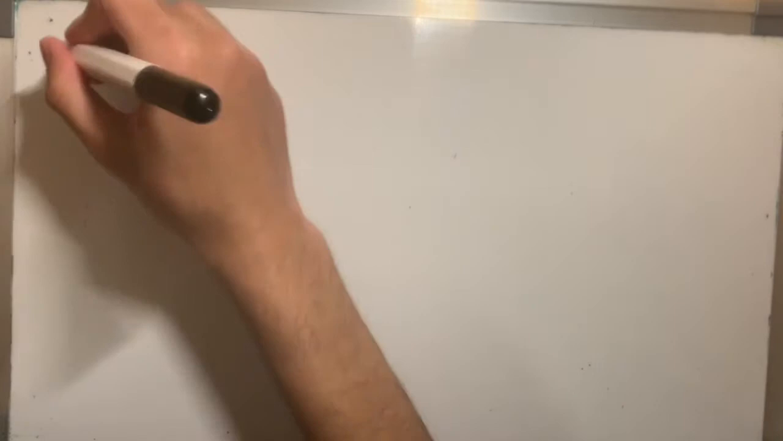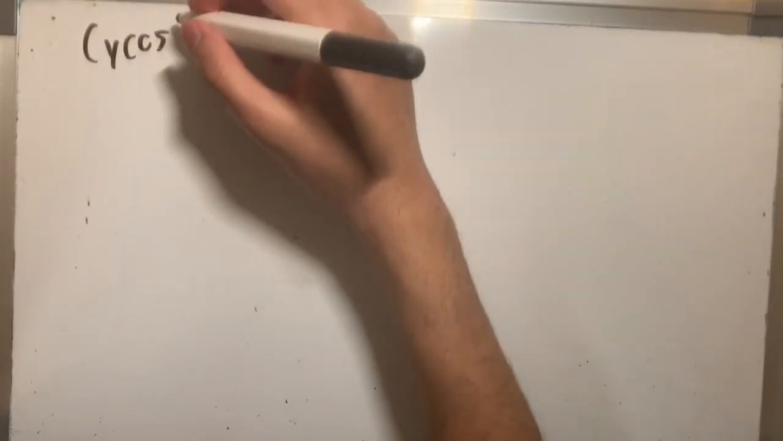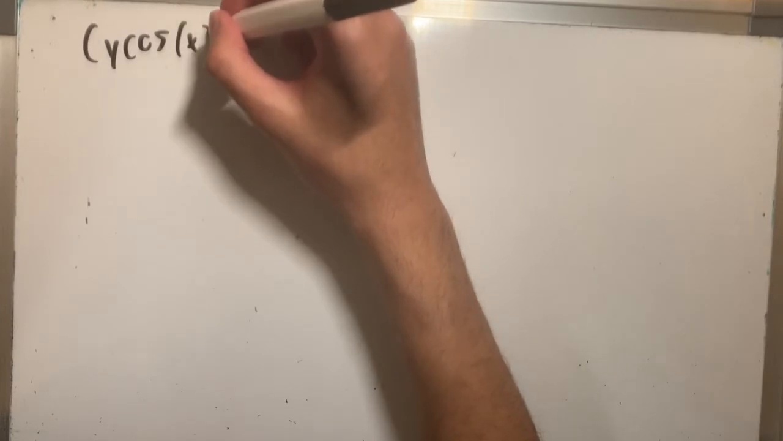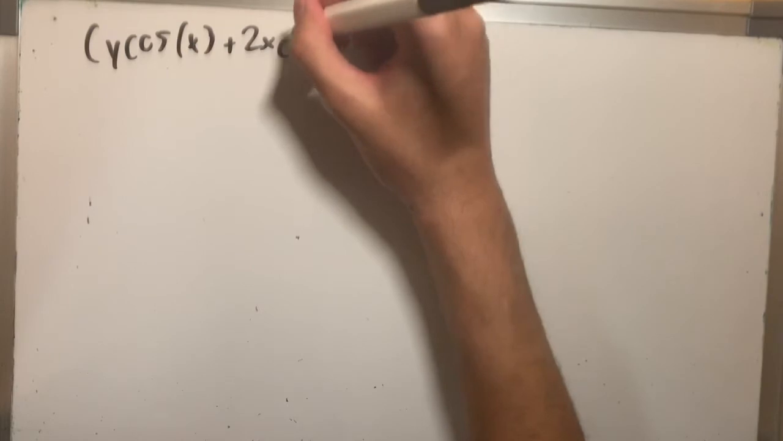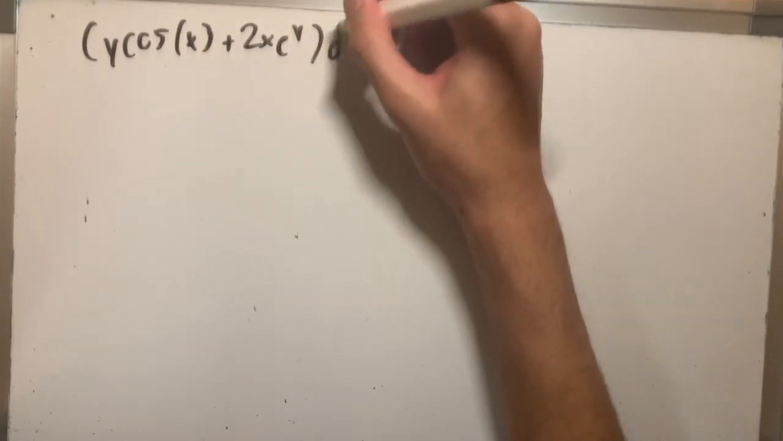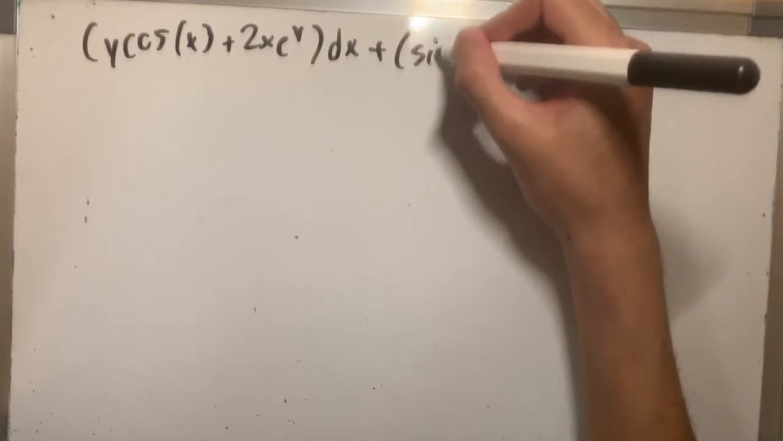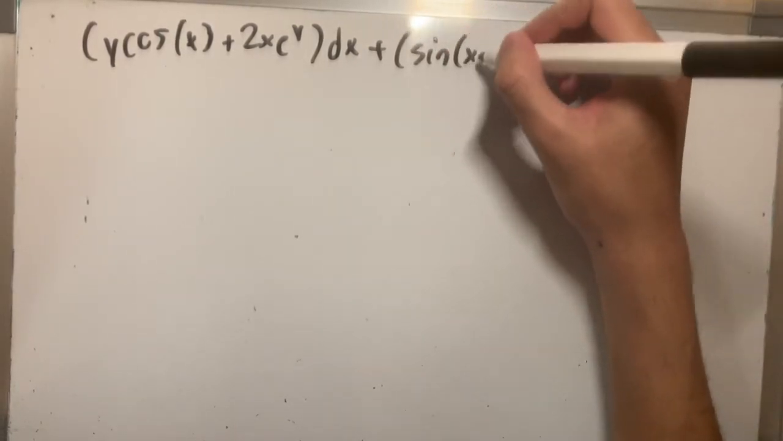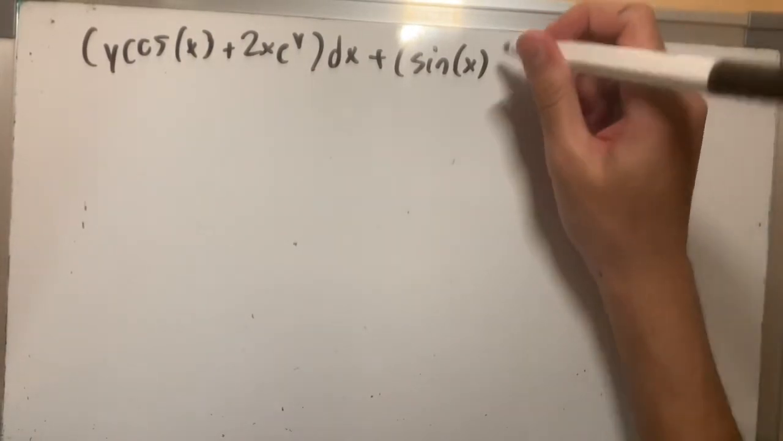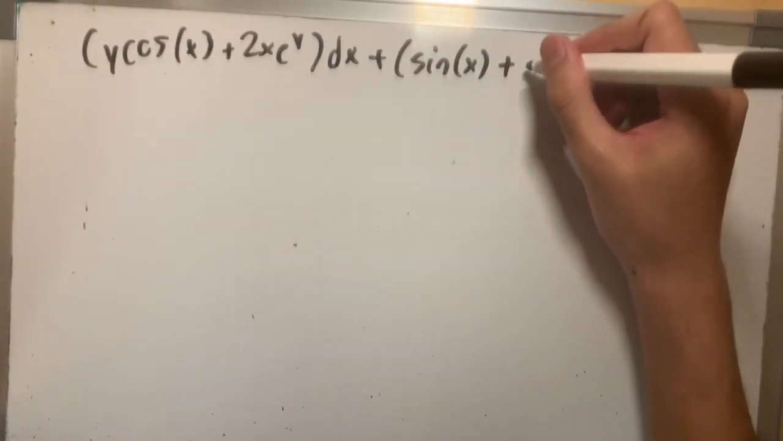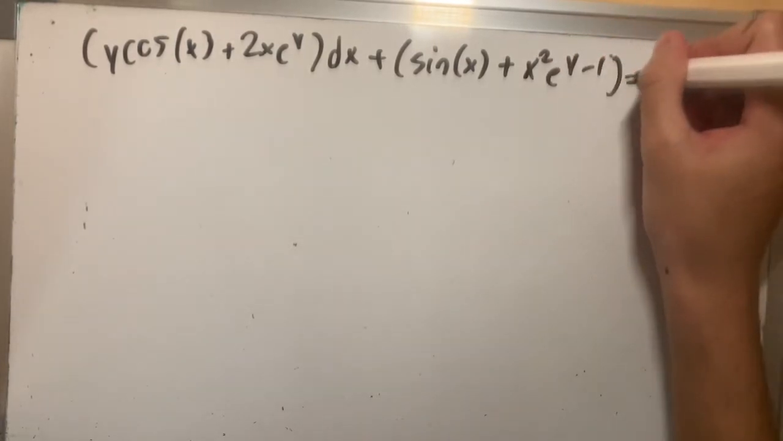Anyways, so we have a quick example. cos y cos x plus 2x e^y dx plus sin x. Hope this is visible. Okay. Plus x squared e^y minus 1 is equal to 0.